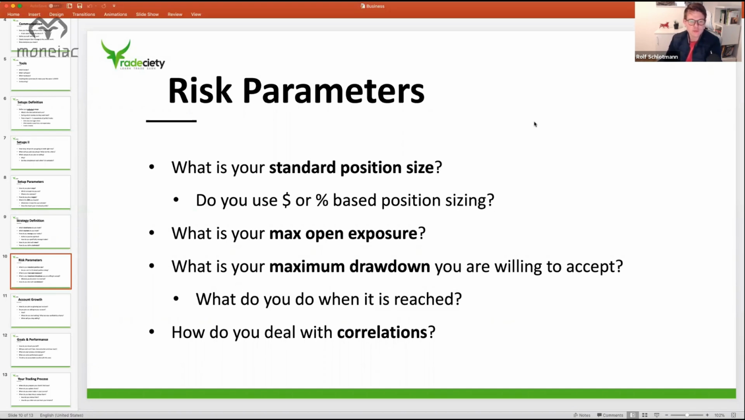What is your maximum open exposure? So how many trades do you accept at any one point in time? And how much is the maximum you want to have exposed at that point? Define it, really define that. Also, when a trade moves into a profit, how does it change your open exposure? Are you allowed to add new trades or not? Really define that. And you don't need to make it too complicated. You want to have a very set rule, a very defined set of rules.